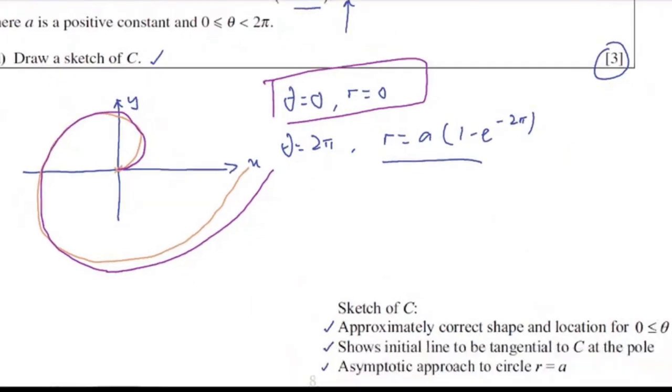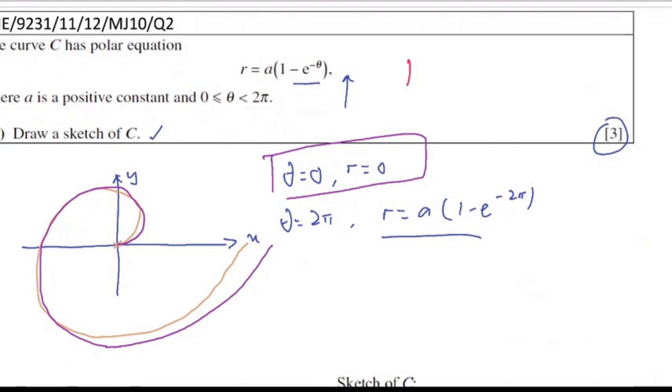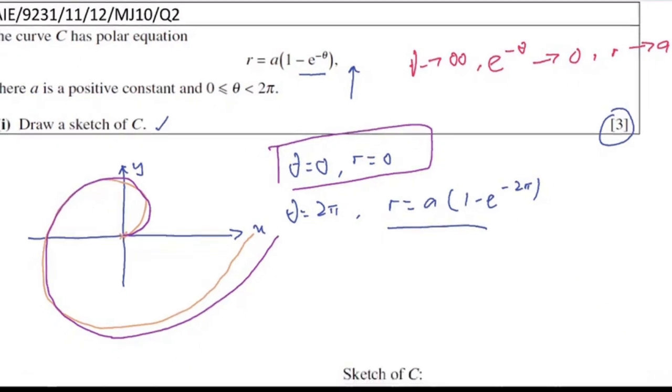so before we look at the graph, what do they mean by the circle r equals a? Why do we have that asymptotic approach? It's because when theta approaches infinity, e to the power negative theta approaches 0. So finally, r approaches a. So as theta gets larger and larger, the spiral will just go nearer and nearer to the circle.